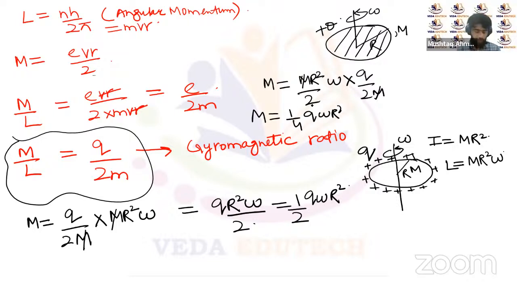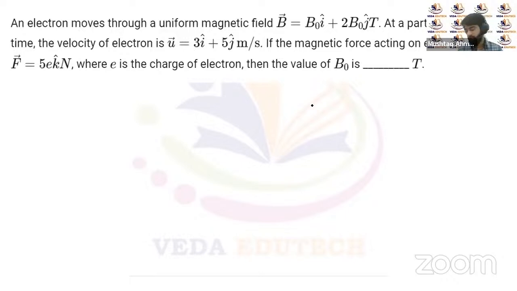So the gyromagnetic ratio is a very important ratio used to calculate the magnetic moments. Let's discuss this previous year question. This question was asked in the January session, in one of the shifts.